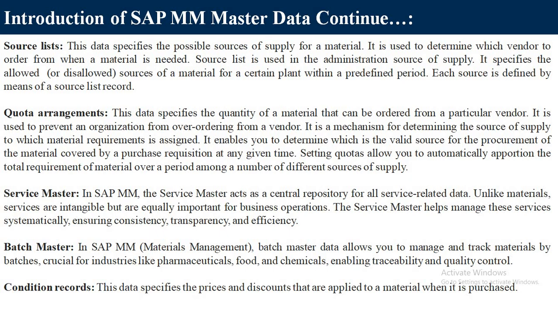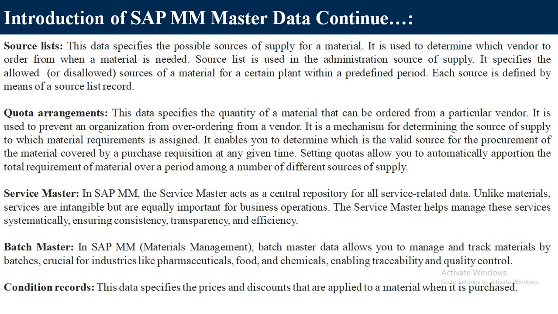Okay, the fifth one is the quota arrangement. This specifies the quantity of material that can be ordered from a particular vendor. It is used to prevent an organization from over-ordering from a vendor. It is a mechanism for determining the source of supply to which a material requirement is assigned.